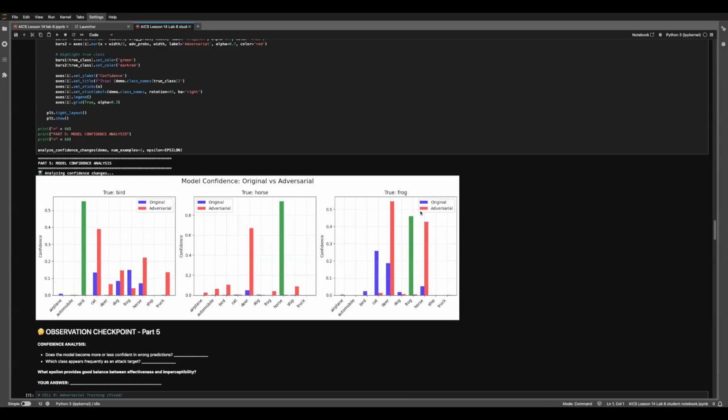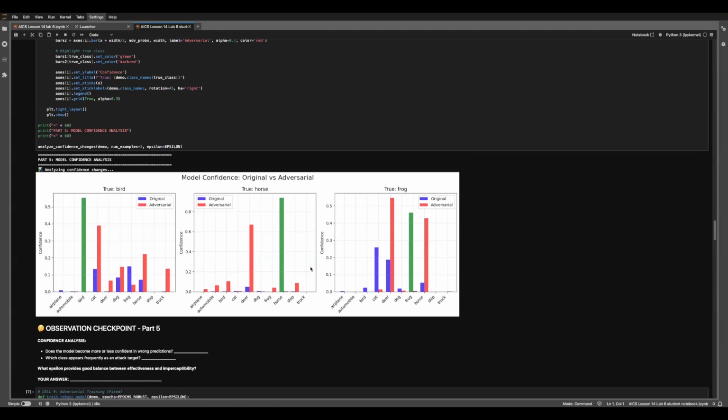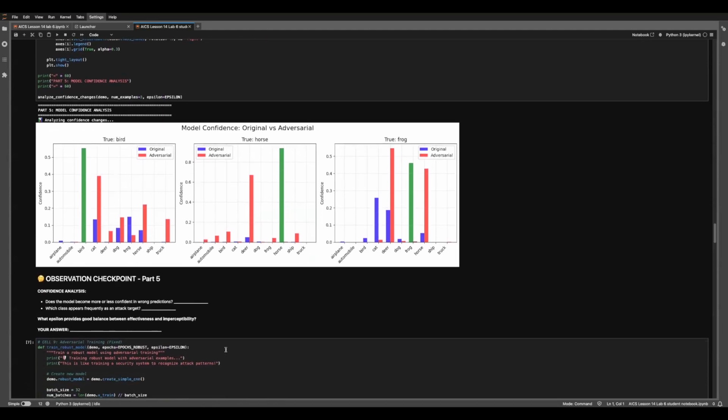It says the truth is the frog. If we have the adversarial model, it says it's a deer. It could be a horse, depends, right? Horse and deer look awful alike, but it's not going to be a ship or a truck. So this is sort of an example of what the confidence change is. So you ask yourself, is it more or less confident in wrong predictions, right? Maybe it's more. That's back to what the original confidence in the model is. We haven't trained any adversarial capabilities into it, so it's just basing this on its base decision.